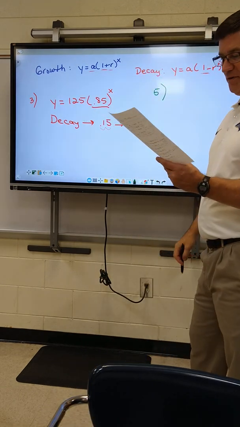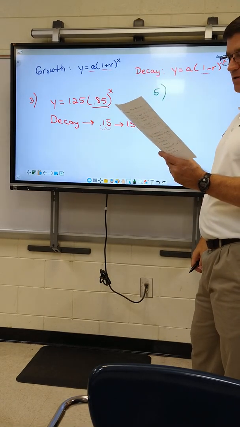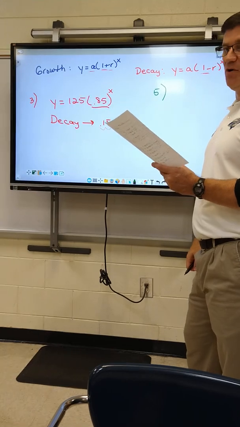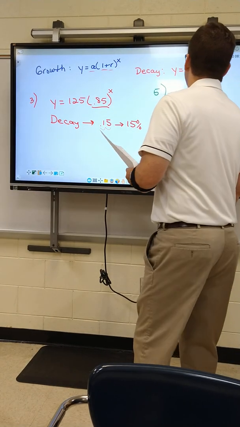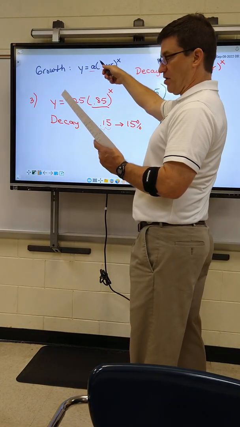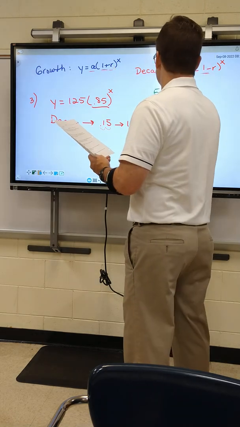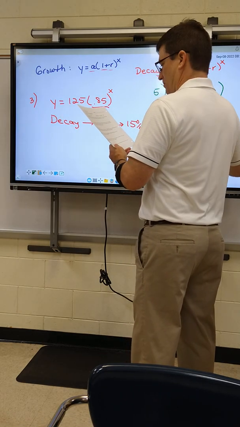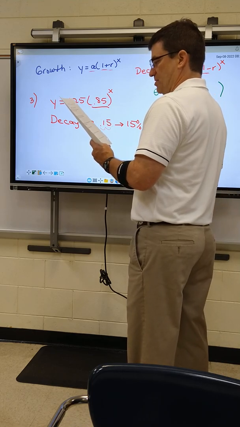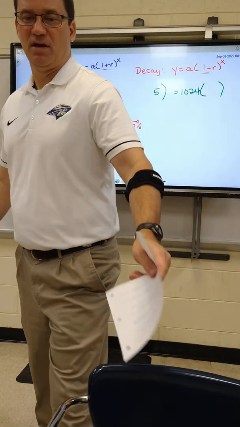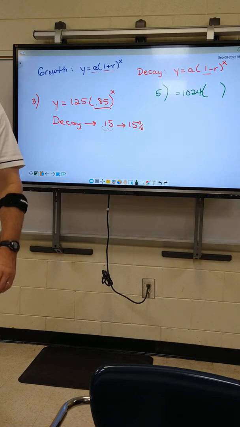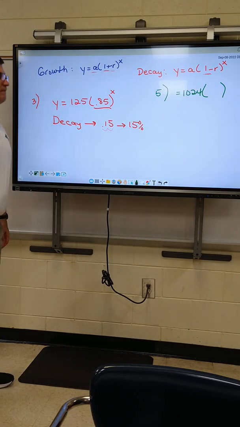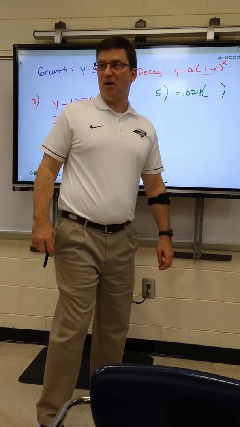All right, number 5. The number of unicorns have doubled each year. So is this growth or decay? It's got to be growth. All right, what are we starting with? 1,024 unicorns. All right, so here's a trick. It said double. What does that mean? If you double something, you're multiplying it by what?